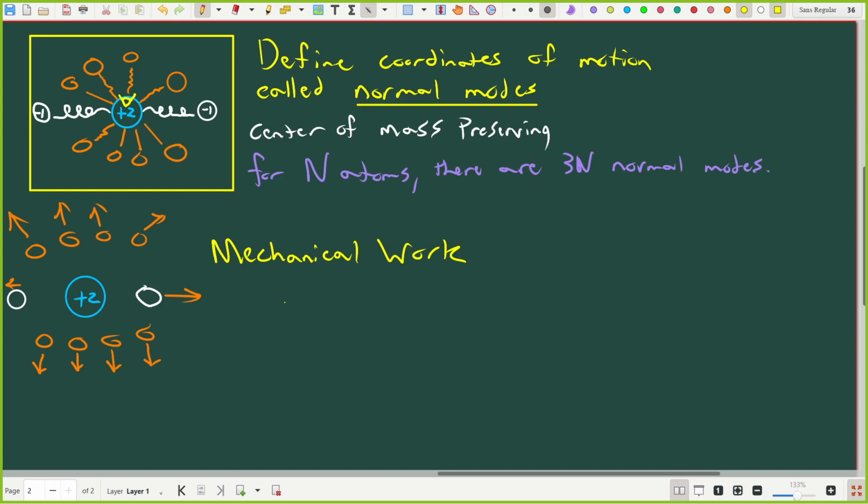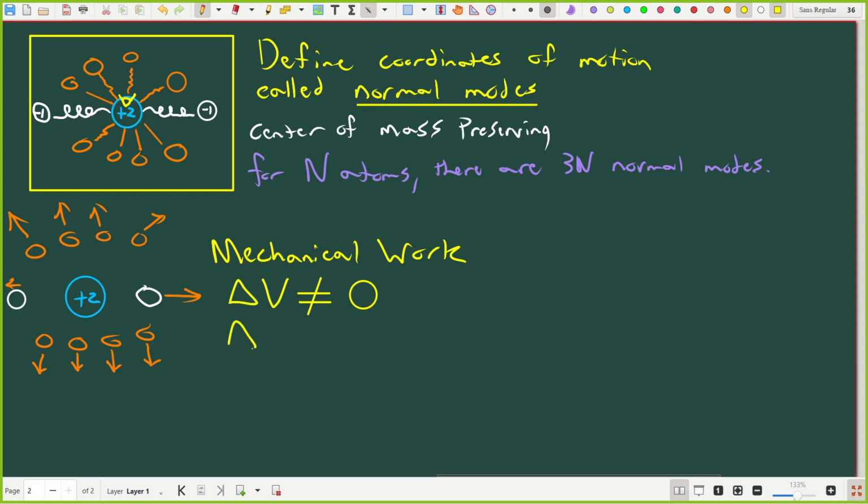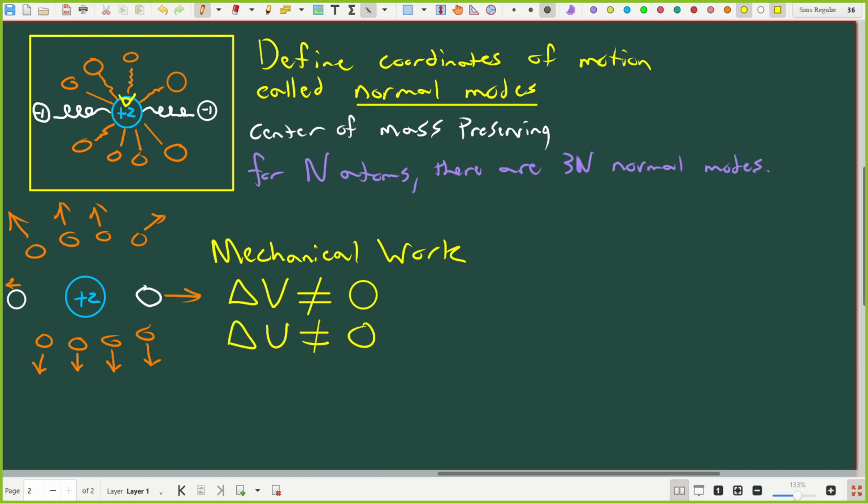And so the change in volume here is not equal to 0. What does that mean? Well, that means that the change in energy is not equal to 0. It's doing something physical. This is kind of what you can think of as pressure in some ways. It's somewhat related to this. So imagine now this happens in our box.